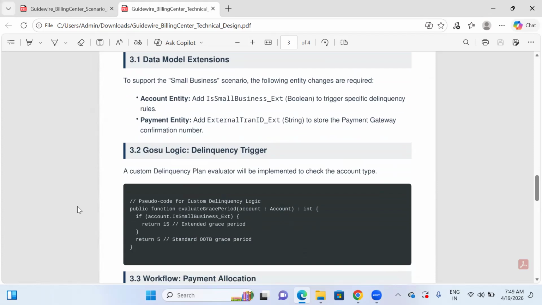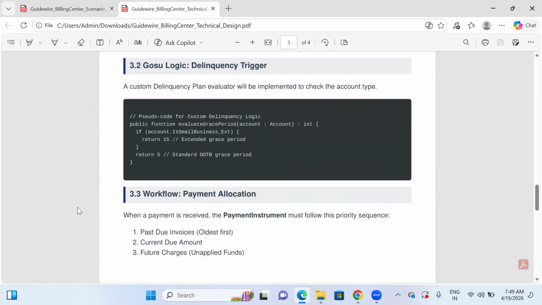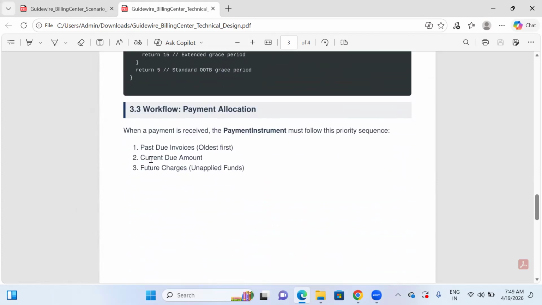Now, on to the logic: delinquency triggering. Whenever the customer's delinquency plan evaluates, this will be implemented to check the account type. This is some basic pseudocode that I have taken.